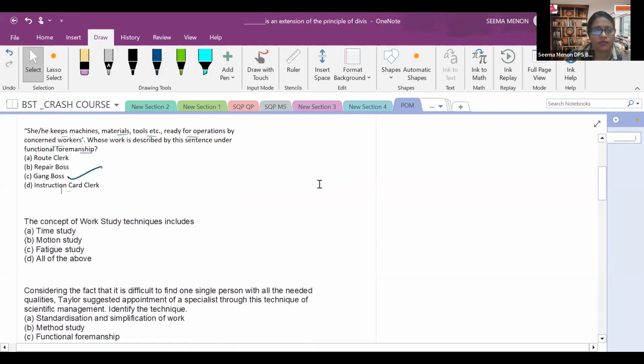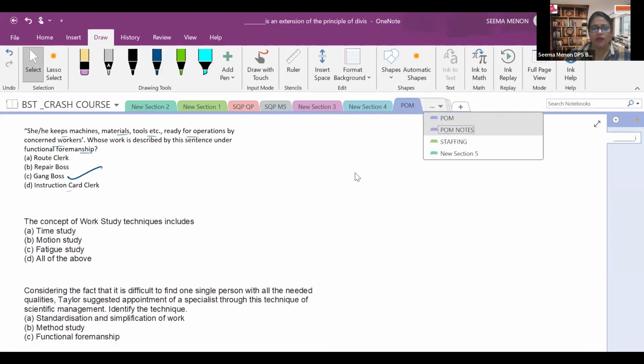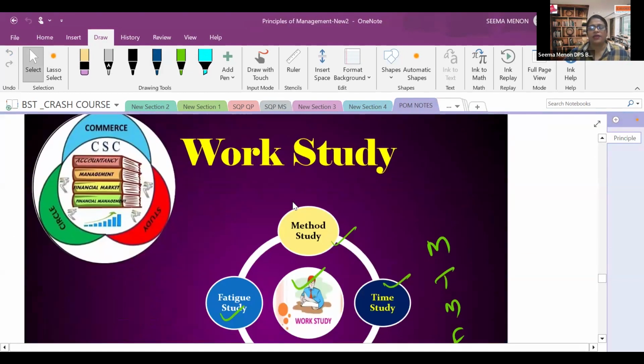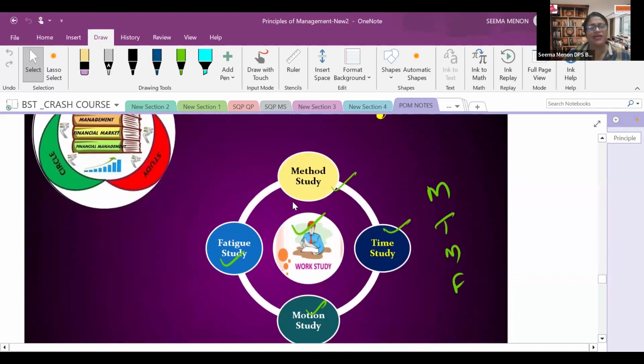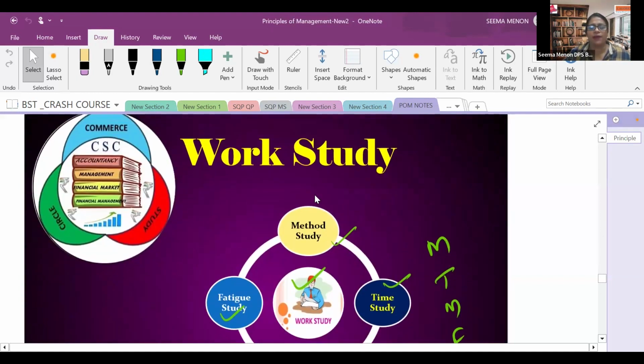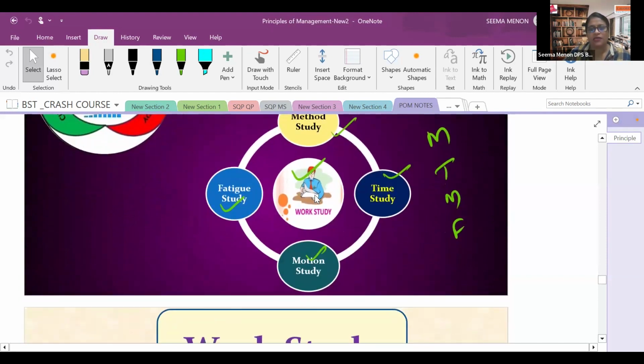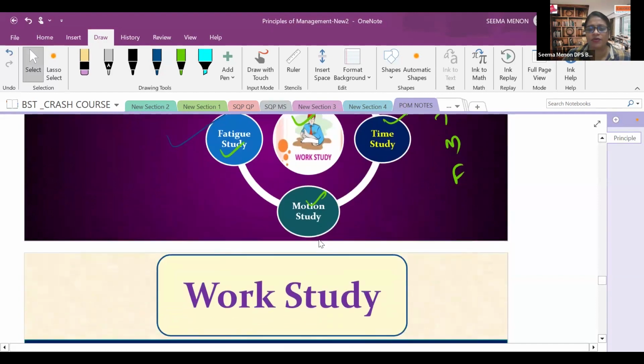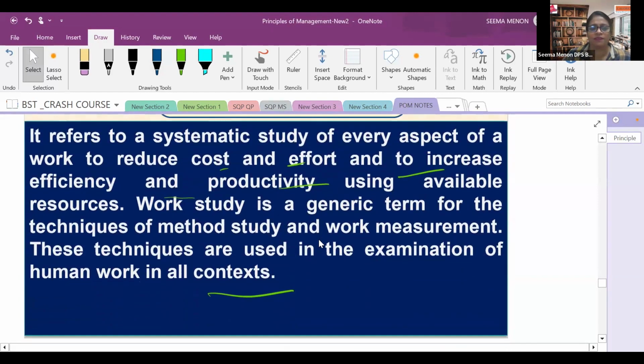And now today we are going to discuss the second technique, that is work study. We just started this yesterday. What do you mean by work study? Work study comprises 4 aspects, that is method study, time study, motion study, and fatigue study. What do you mean by method study? What is time study, motion study? Let's discuss one by one.